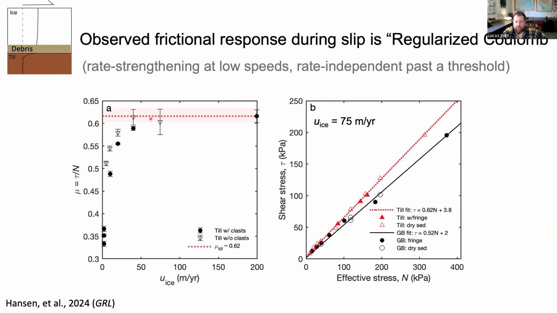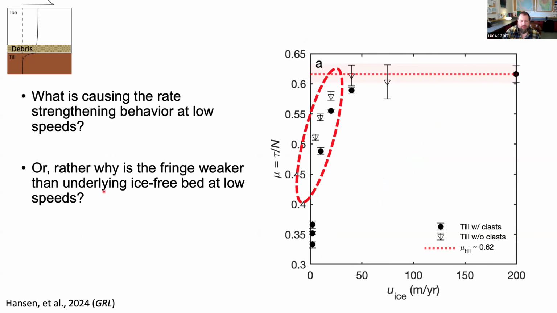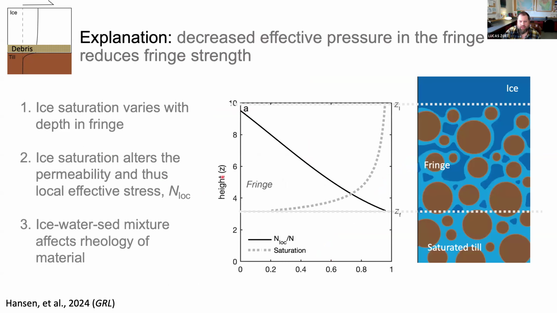But before you get into this area, when you're in here, we have this rate strengthening component that was surprising. So the question is, what's causing this rate strengthening behavior at low speeds? Or another way to think of it is, why is the fringe weaker than the underlying ice-free bed at these low speeds? Well, it gets back to the mechanics of how the fringe forms, right?